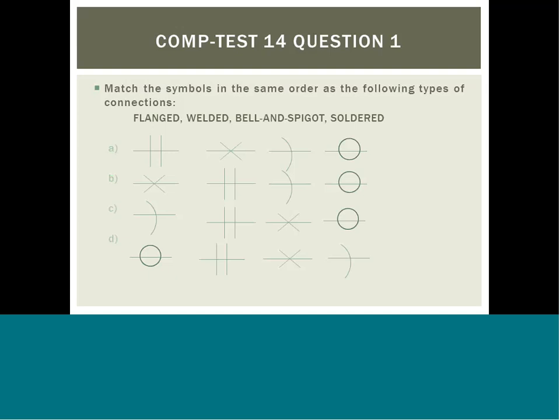Comp Test 14, question number 1. Match the symbols in the same order as the following types of connections: flanged, welded, bell and spigot, soldered. Answer A is the correct answer here. Answers B, C, and D are all not in the correct order.